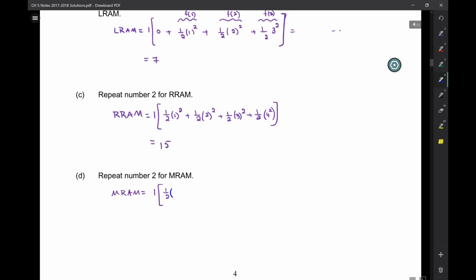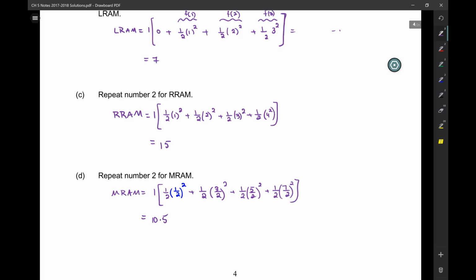Yeah. Aren't there technically 5 rectangles though? Because you're still counting the first one. No, hang on. Let me finish this one. So now these are the midpoints. Half x squared plus half x squared plus half x squared. And we get 10.5.